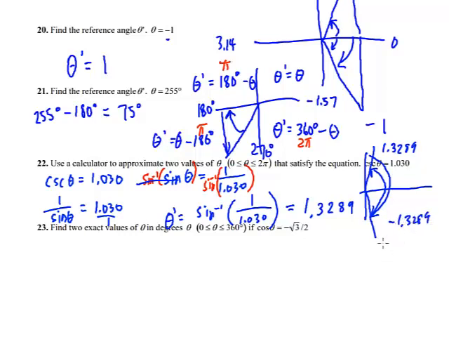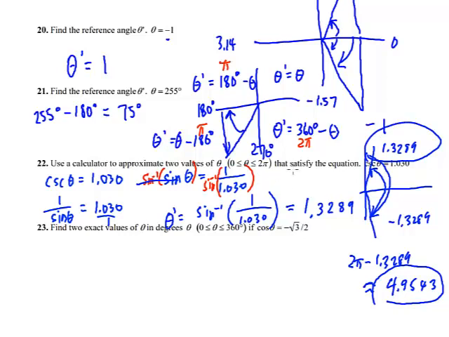But if you want to write this as a positive number, that's a reference angle. So what do we do up here? We subtract it from 360, or 2 pi. So we're going to take 2 pi minus 1.3289, which will give me, approximated, 4.9543. Okay. So there are the two angles that give you that.